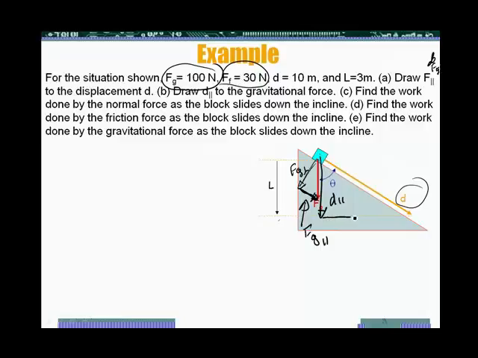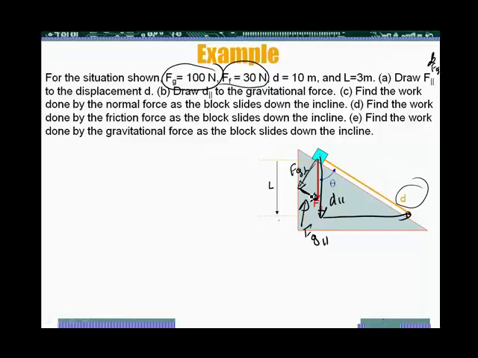Now this is what's perpendicular to Fg. That's how much horizontally we move. So because of this displacement at an angle, it's made up of two displacements, a vertical displacement and a horizontal displacement. The vertical displacement is parallel to Fg. Let's go to the next question where it gets a little easier.